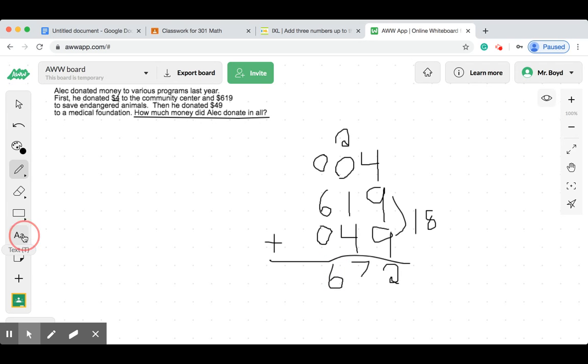So I know in total, Alec donated $672, or I could write $672 if you're not able to do the dollar symbol on the keyboard.